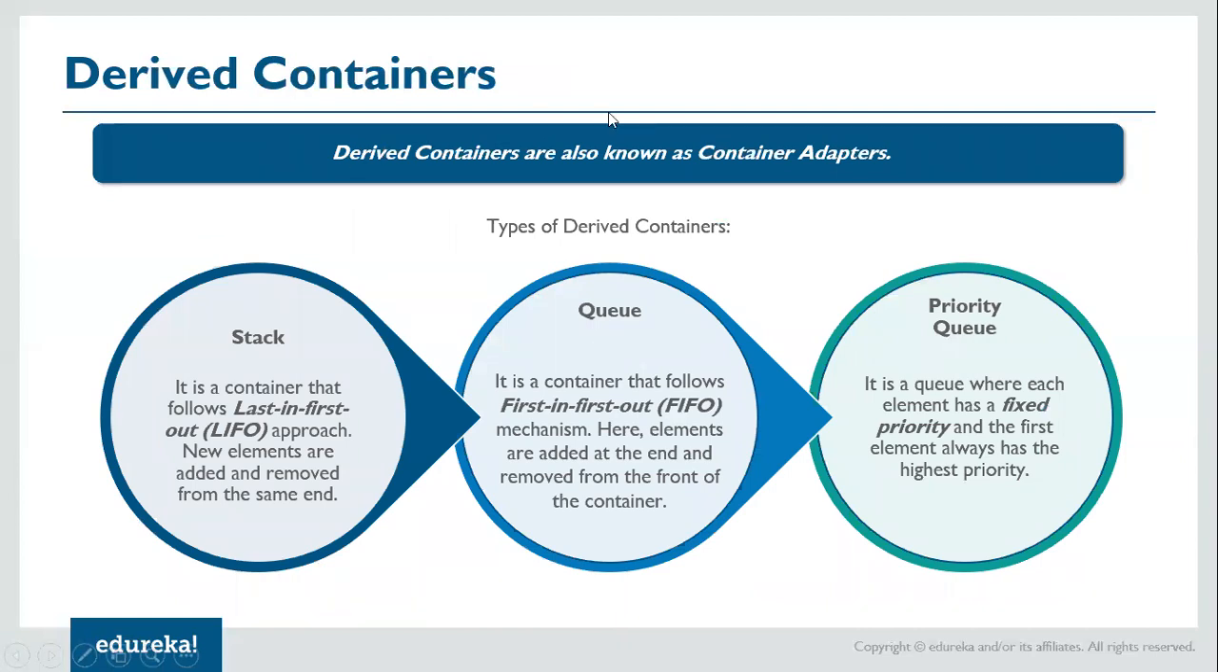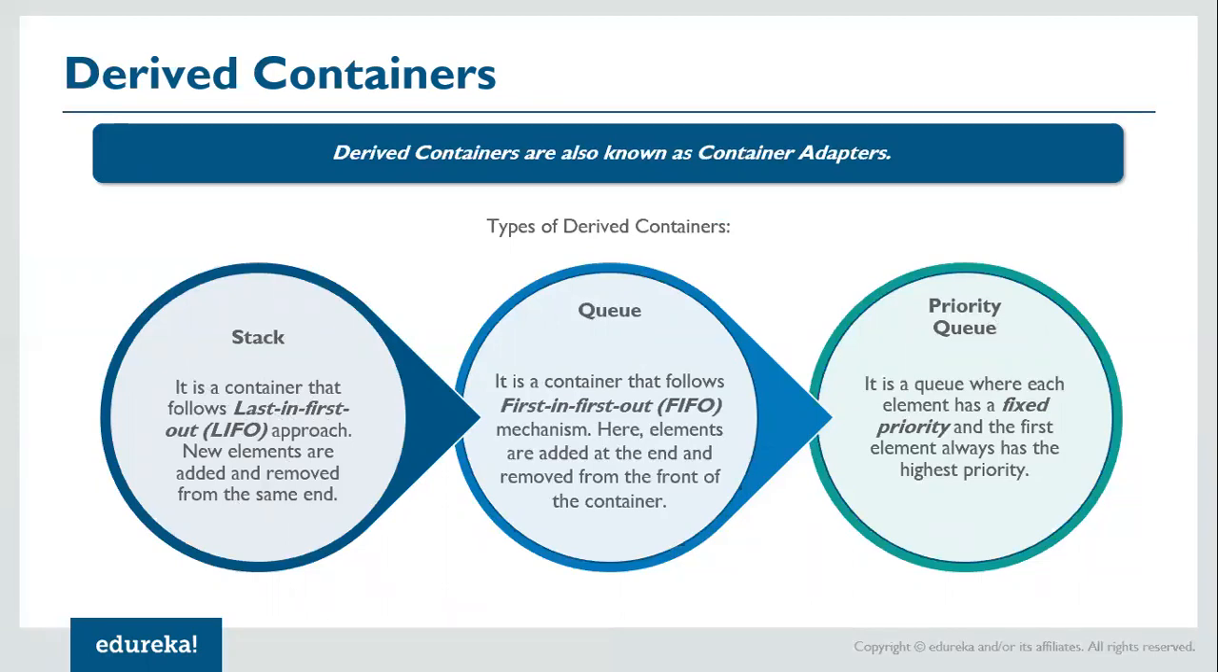Derived containers are also known as container adapters. So we have basically three types under this. We have stack, we have queue, and we have priority queue. So what is a stack? We all know that it is a container that follows last in first out, also known as the LIFO approach. New elements are added and removed at the same end. So when you put an element in a stack and want to remove it, the last one put in is the one which will get removed. So it's the last in first out principle used in the case of a stack.